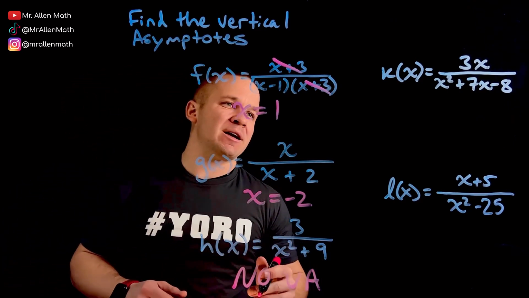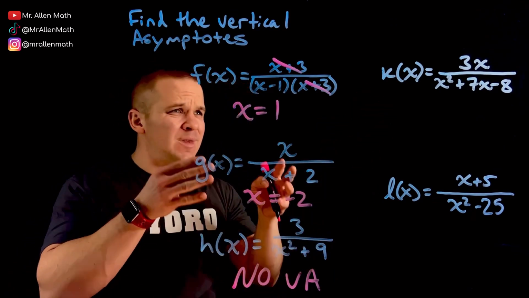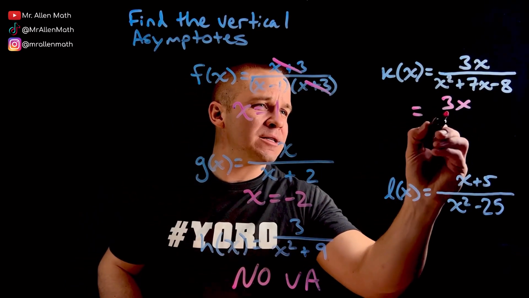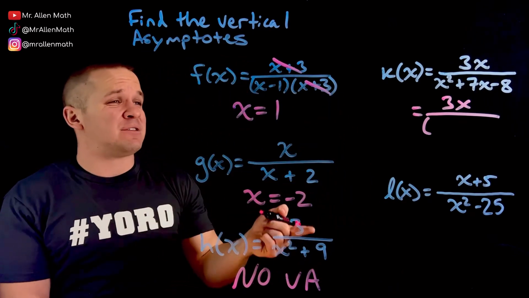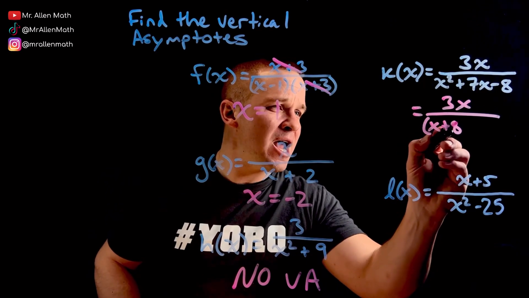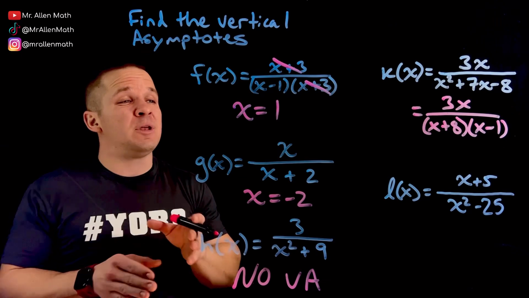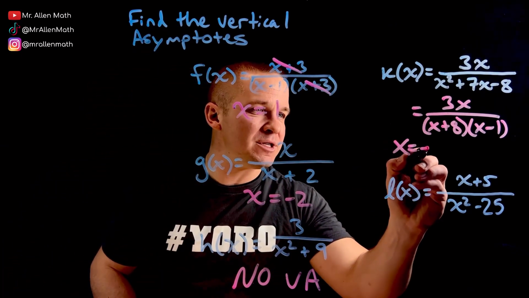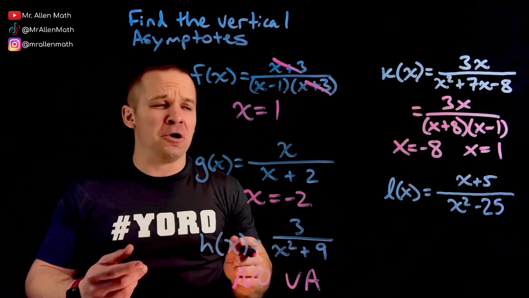Let's head on up to k of x. We have 3x over x squared plus 7x minus 8. Now, my denominator can be factored here. So I will have 3x divided by, and I have to multiply to negative 8 and add to positive 7. Well, that's going to be positive 8, negative 1. So x plus 8 and x minus 1. Nothing is going to cancel here, so there'll be no holes. I'm only going to have 2 vertical asymptotes of x equals negative 8 and x equals positive 1. Woo! Our first twofer. That's pretty dope.